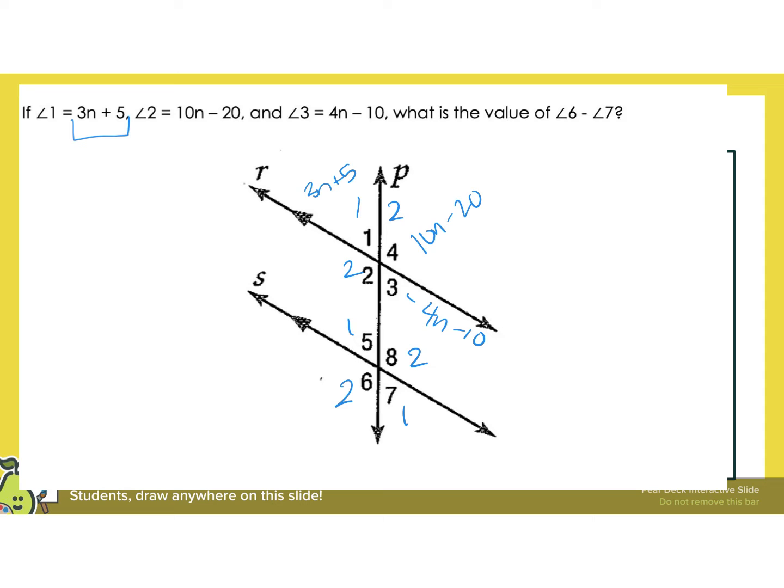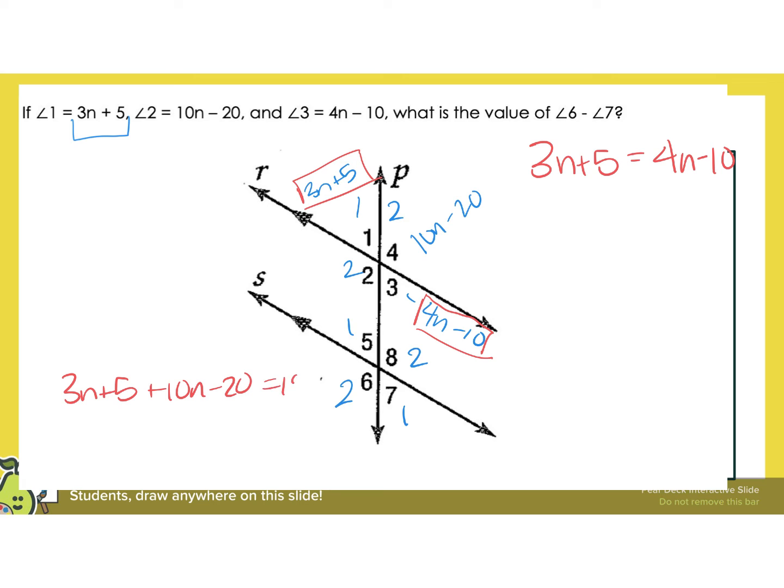those are easier. So what do we have? This is a 1 and this is a 1. So to write the easy equation, it's going to be this: 3n plus 5 equals 4n minus 10. If you chose a 1 and a 2, you'd have the longer equation of adding those two angles together and setting equal to 180, or you could have done this one as well.